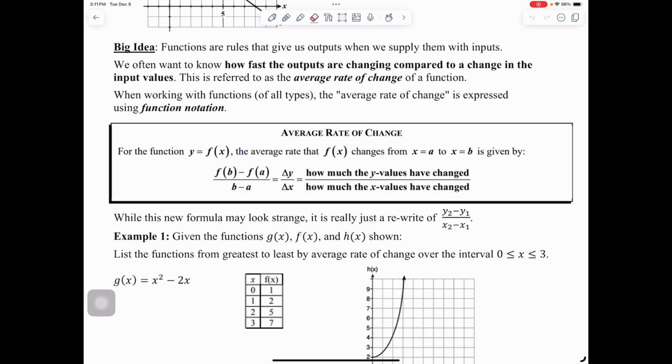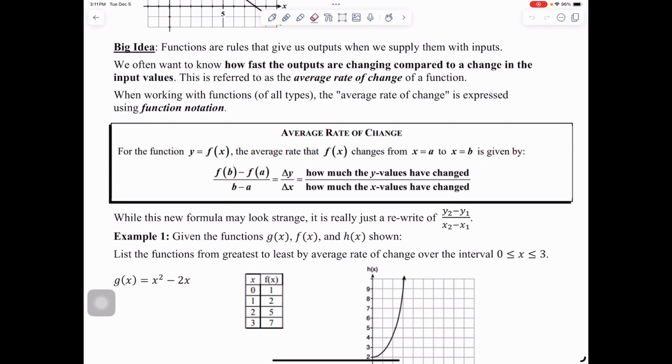So it says average rate of change. For the function y equals f of x, the average rate that f of x changes from x equals a to x equals b is given by this formula. You're going to find f of b, find f of a, and then put that over the b value minus the a value, which essentially is the same thing as change in y over change in x, which is how much the y values change compared to how much the x values changed.